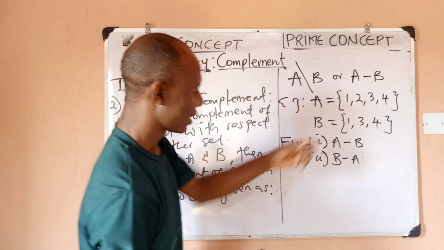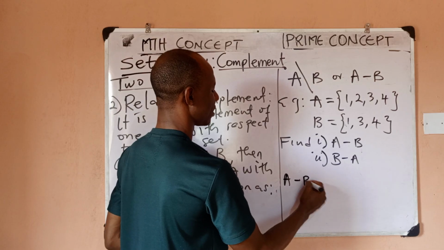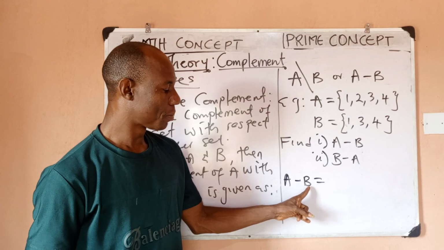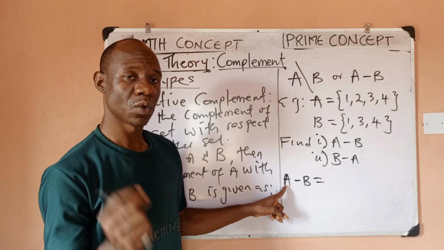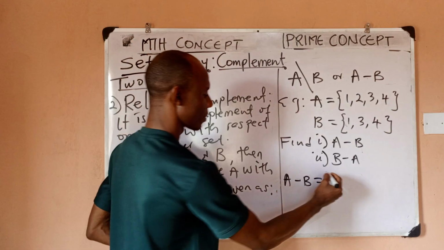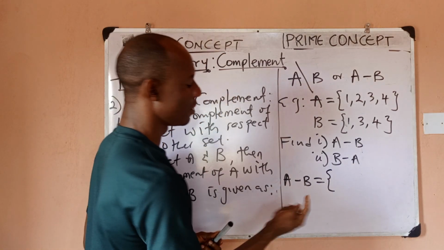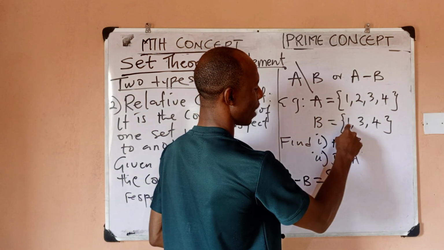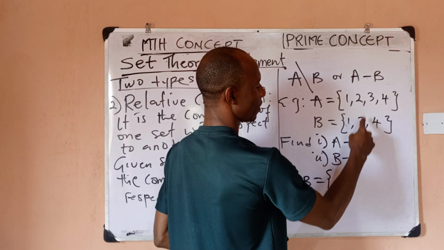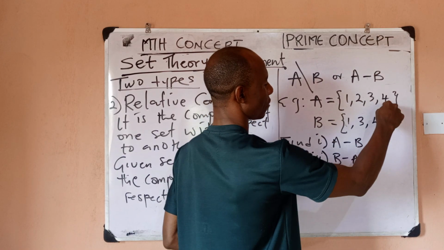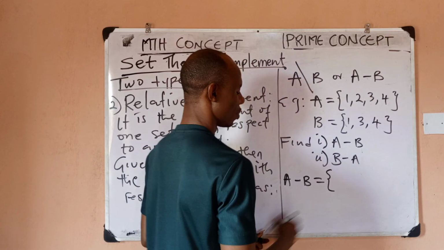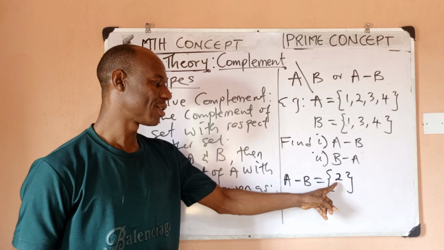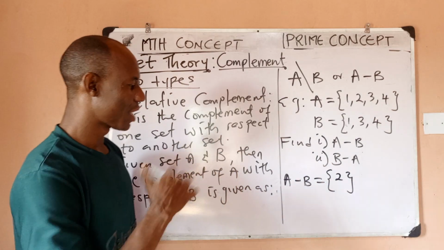First of all, let's start with A difference B. How do we find A difference B? It simply means subtract B from A. What is left in A is your answer. So let's see. I'll remove 1 from A. I'll remove 3 from A. I'll remove 4 from A. What is left in A is just 2. So my answer for A difference B is a set that contains the element 2.